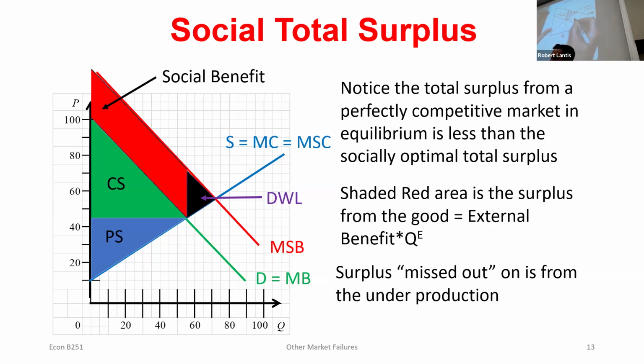What will the base of that triangle always end up being? Well, it's how much the market was underproducing. It was how many more units society wanted, or how many units the market was underproducing by. So that'll always be the case. The deadweight loss that exists when we have these positive externalities will always be the height of that triangle, the external benefit. The base will always be how many units we were underproducing. Okay.